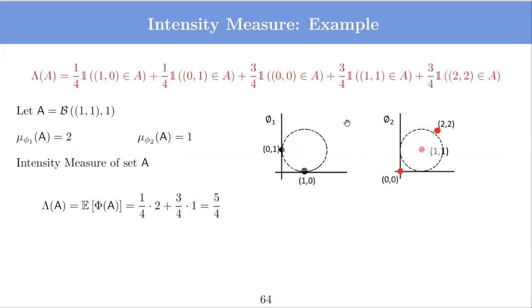The number of points Phi of A for the first realization is 2, and the number of points in the second realization is 2. Or in other words, this is 1, this is 1, this is 0, this is 1, this is 0. If I put it back, what I get is 1 by 4 plus 1 by 4 plus 3 by 4, and I get 5 by 4. So this is the average number of points in this ball. I can do this calculation for any set A, and I get the intensity measure for any set I want.